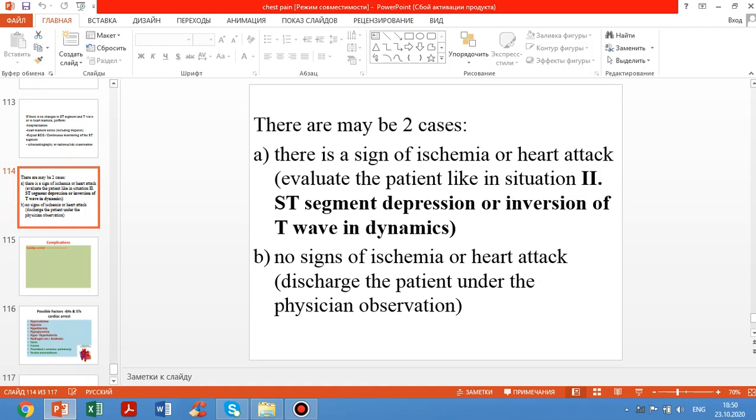Second, ST segment depression or inversion of T waves in dynamics. The second case is no sign of ischemia or heart attack. Discharge the patient under the physician's observation.